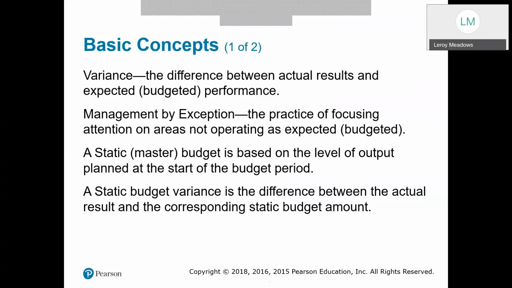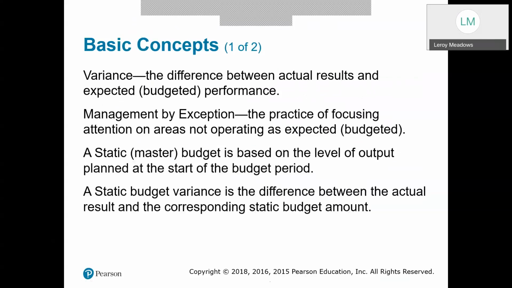We have a static budget, which is based on the level of output planned at the start of the budget period. When we created our budget in the last chapter, we had to pick a level of activity. Based on that level of activity and the number of units we planned on selling, we created the operational budget, and then we also created the financial budget. But the static budget is going to be the operational budget. What is our budgeted level of output at the beginning of the period? A static budget variance is simply the difference between the actual result and the corresponding static budget amount, or a master budget.